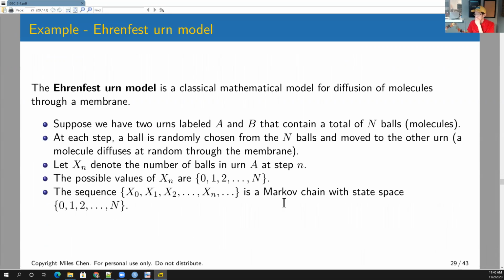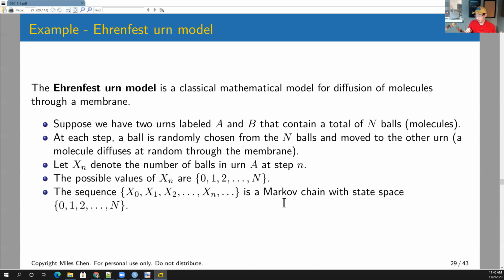All right, so here we can have a Markov chain representing the Ehrenfest-Ern model. And this can be used to model the diffusion of molecules through a membrane. What we're going to have is 2 urns labeled A and B, and there's a total of n balls in these 2 urns.